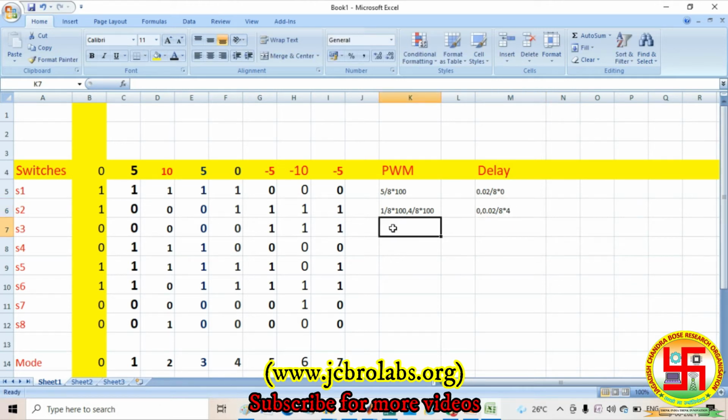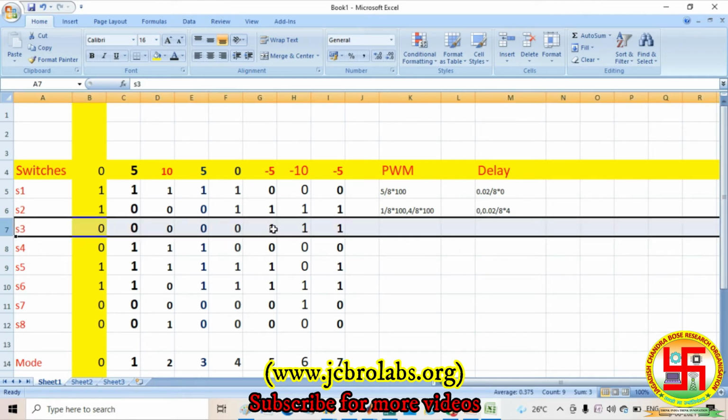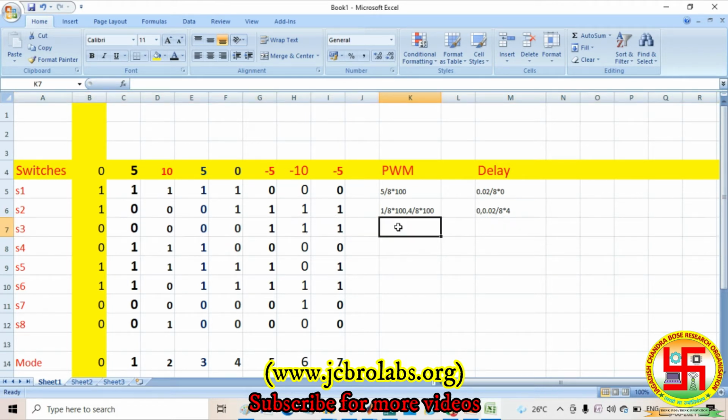That's it. And here the S3 switch. You can observe that the S3 switch turns on 3 times, in the negative cycle. So 3 by 8 multiplied with 100, and 0.02 by 8 multiplied with 5. You need to give 5 here. Now S4 also you can consider. S4 will be turned on in the positive cycle only. 3 by 8 multiplied with 100, and 0.02 by 8 multiplied with the mode of operation, which for S4 is 1.